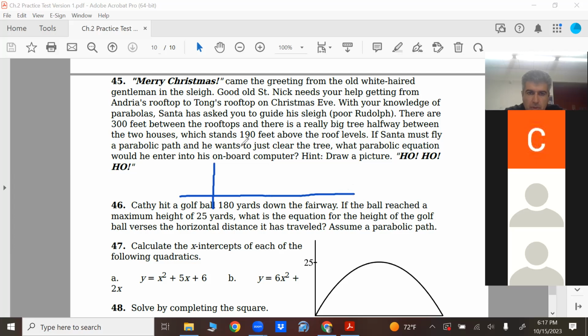So 300 feet between the rooftops, 190 feet above. It has to be 190. So this has to be 150 right in the middle. So your H and K has to be 150, 190.